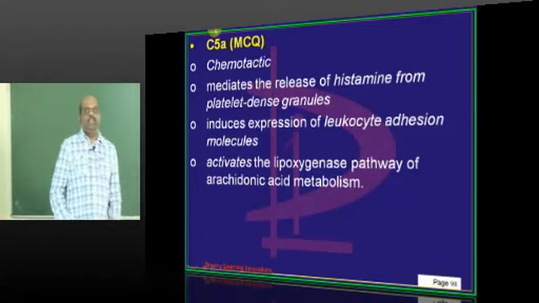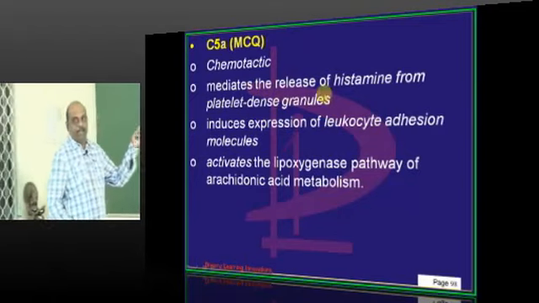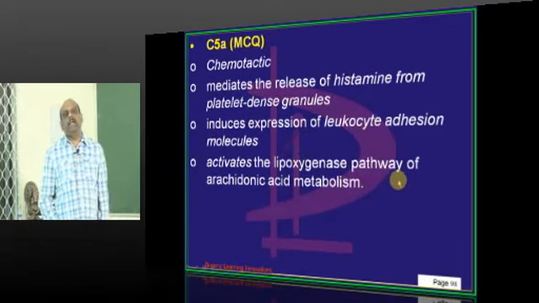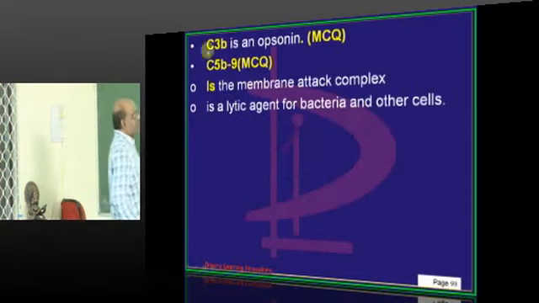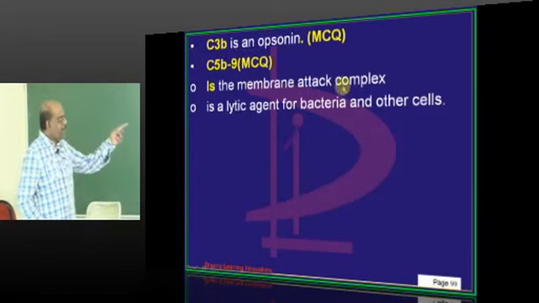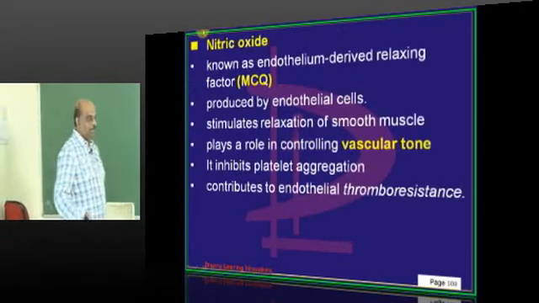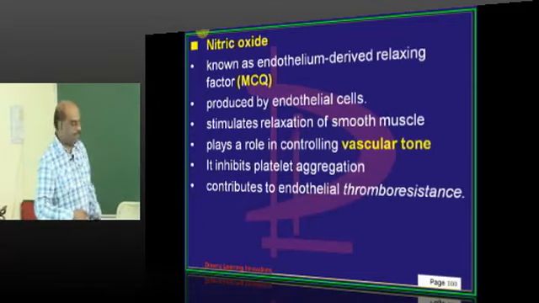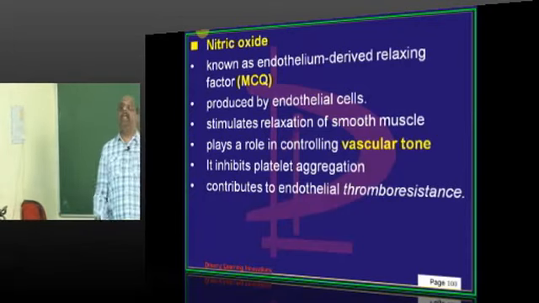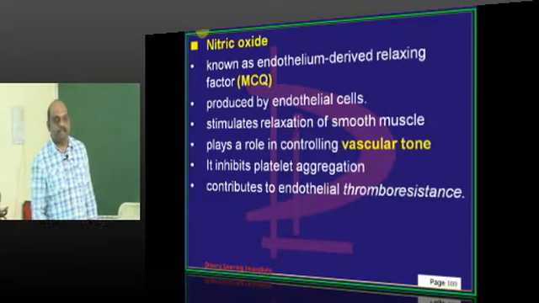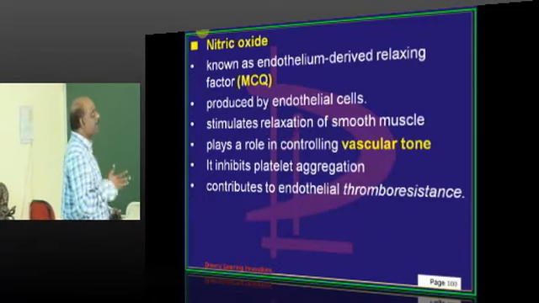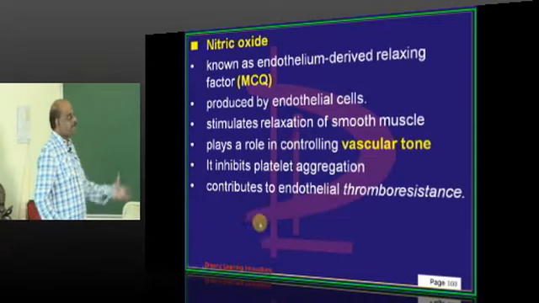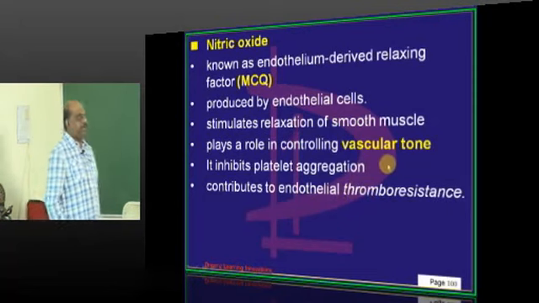So, C5a is a favorite MCQ. It is chemotactic. It releases histamine, increases the leukocyte adhesion molecules. It activates the lipoxygenase system, etc. C3b is an opsonin. C5b9 is called the membrane attack complex, is what you need to understand. Then nitric oxide is another important endogenous mediator of inflammation. What is the other name given for it? EDRF, endothelium derived relaxing factor. A lot of times the question is asked: what is it chemically? Nitric oxide. Produced by the endothelial cells. It relaxes the smooth muscle. Very important to decide the vascular tone.